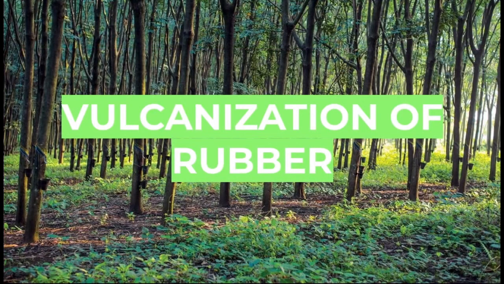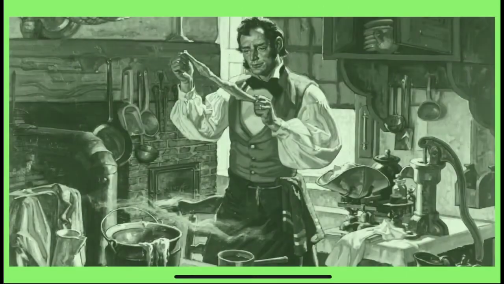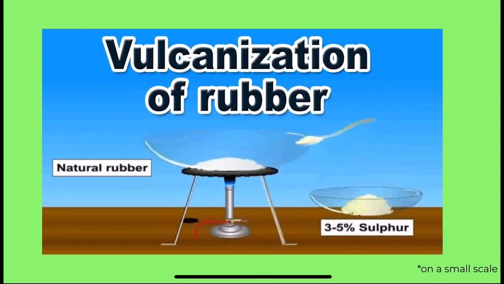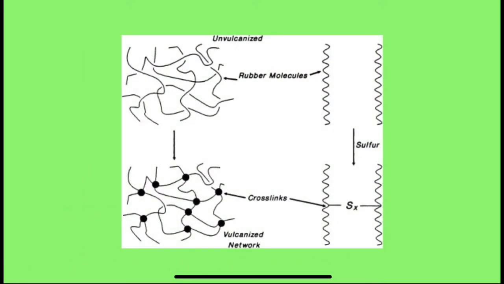Vulcanization of rubber. Vulcanization is a manufacturing process discovered by Charles Goodyear in 1839 to convert raw rubber into a tough, useful product. In this process, about 1 to 3% by weight of sulfur is added to raw rubber and the mixture is heated carefully. Sulfur atoms form crosslinks between adjacent chains of rubber polymer at the carbon-carbon double bonds.